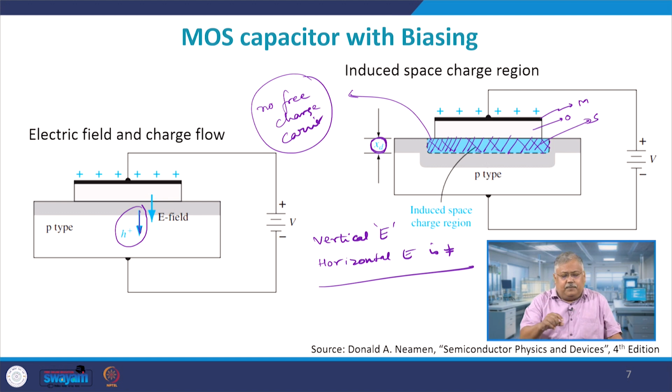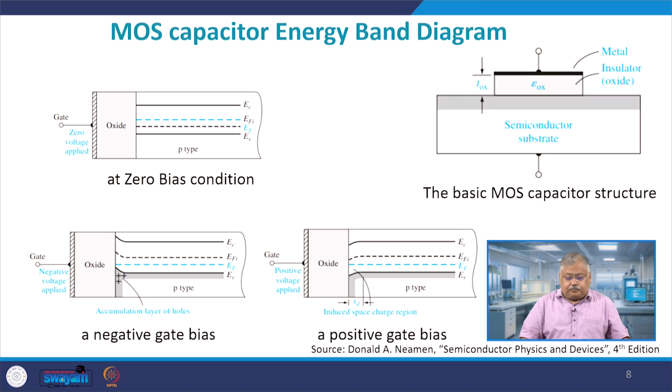As a result, the depletion thickness will become higher and higher. With this concept, let me frame a question for you to think about later. If I had replaced this p type by an n type semiconductor and applied a positive bias, what would have happened? Think about it, and we can discuss this later as we move along. But this is the basic MOS capacitor, because you have a metal oxide semiconductor and I have applied a bias here.